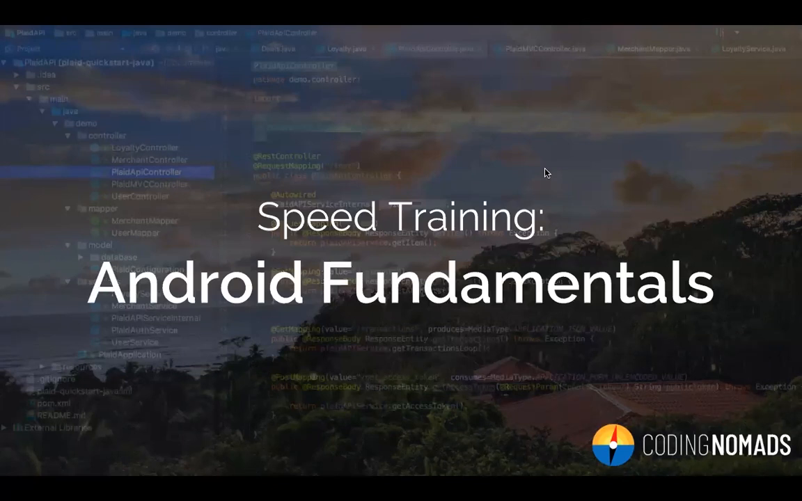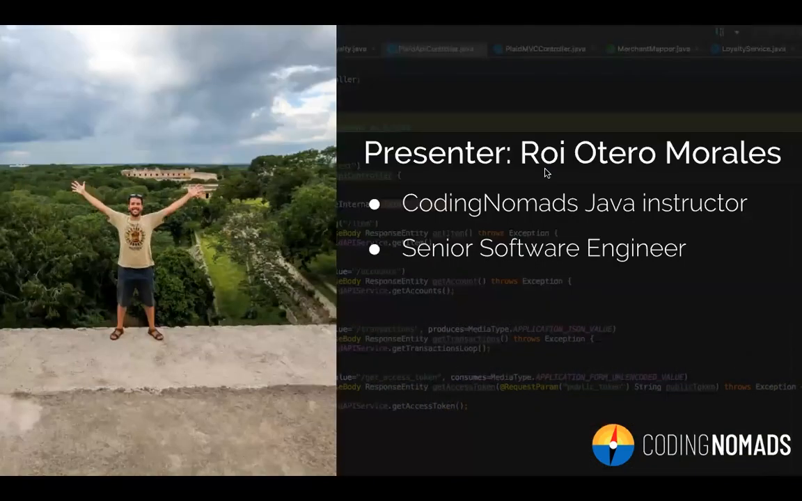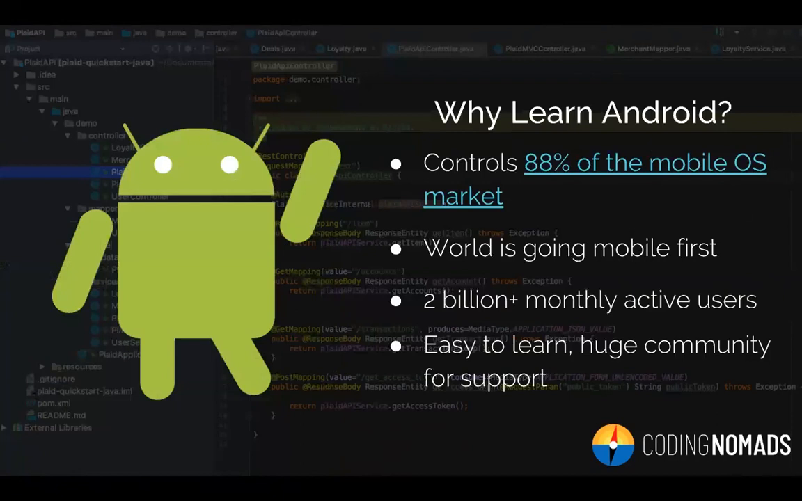For those who don't know me, I am Roy. I am a Java instructor for Coding Nomads, and I am a senior software engineer. I've been working in some companies for a few years.